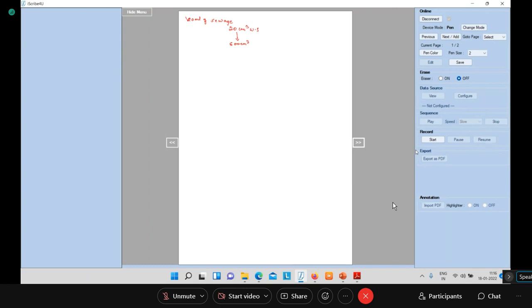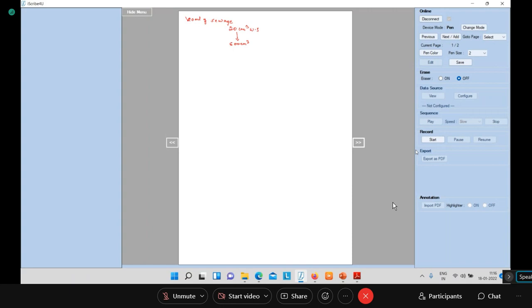You need initial volume and final volume. What is the initial volume here? 20 cm cube. And final volume is 600 cm cube. To calculate the dilution factor, you need this. Sometimes they will not say 20 cm cube is related to 600 cm cube. Instead, they will say that 20 cm cube of wastewater sample is added with 580 cm cube of dilution water. Then they are going to give the whole problem.